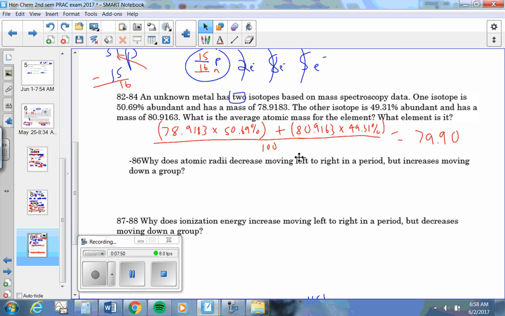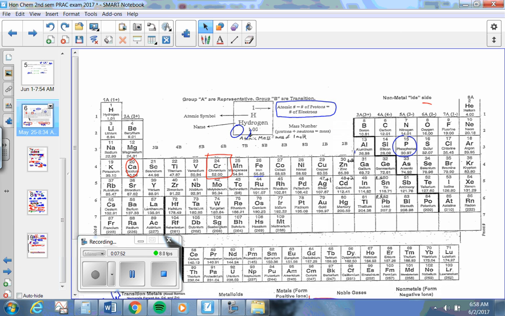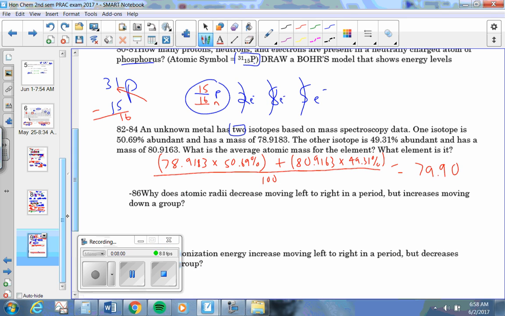Should go look on the periodic table. Is there something that has 79.90? There it is. It's bromine. So if I identify this, it will be bromine. That'd be grams per mole, but you could just leave it as 79.9.